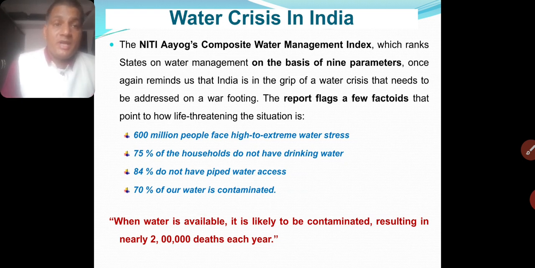84% do not have piped water access. 70% of our water is contaminated. So this is given in the Niti Aayog's Composite Water Management Index. And on this basis, we have to work. That's why the Sustainable Development Goal is working for this particular resource.